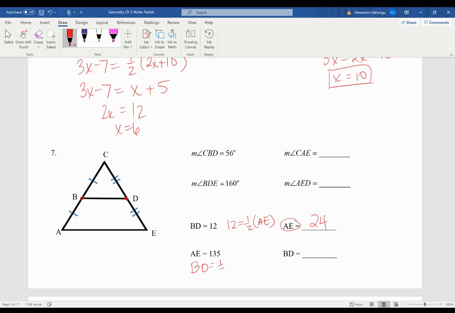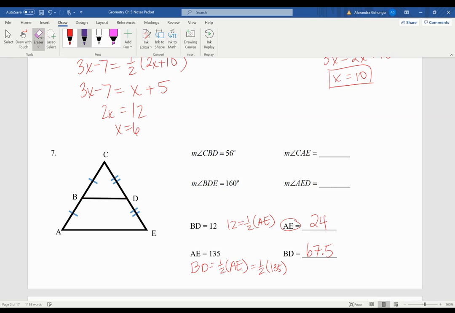Then if we work backwards for the second one, AE is 135. That means BD is equal to half of AE, right? Because BD is the shorter one. So I'm going to plug in half of 135. And I will get 67.5. And then on to our angles. These are going to be important.